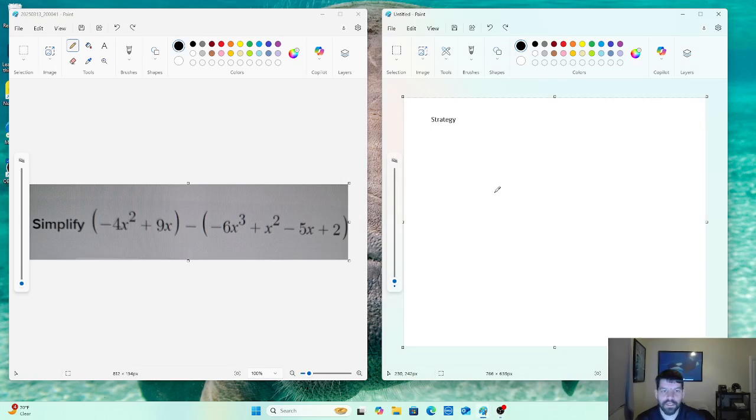So in our question of the day here today, we're going to be looking at a question relevant to 8th grade level math and is kind of in the core topics and ideas of addition and subtraction operations with polynomials. So on the left here, we are asked to simplify the expression quantity negative 4x squared plus 9x minus the quantity negative 6x cubed plus x squared minus 5x plus 2.